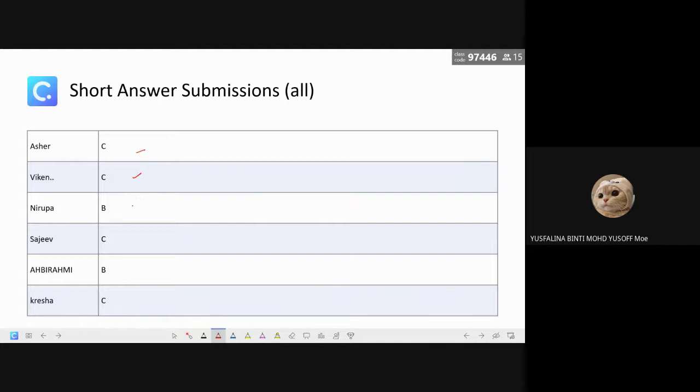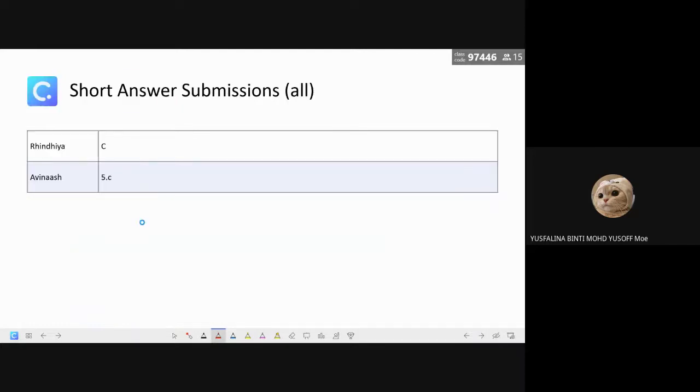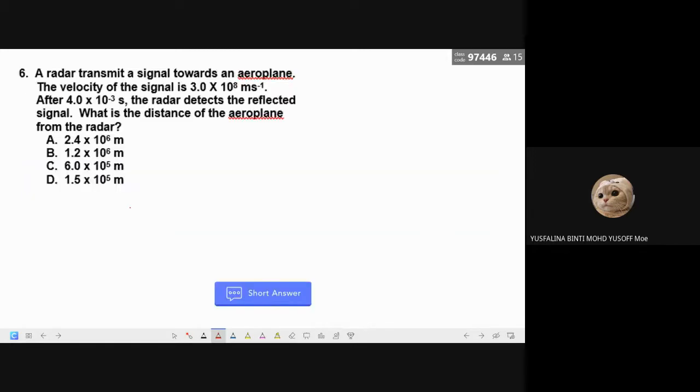Nirupa, how do you got B? How do you get B for this one? Nirupa and Abi. Okay, the last one. This is the last one before we stop. Same formula. Sorry, teacher, I divide two. Why? The formula already divide by 2, right? Unless you use this formula, it's different. This one, yes, you have to divide by 2 later. But this one, you use this one.